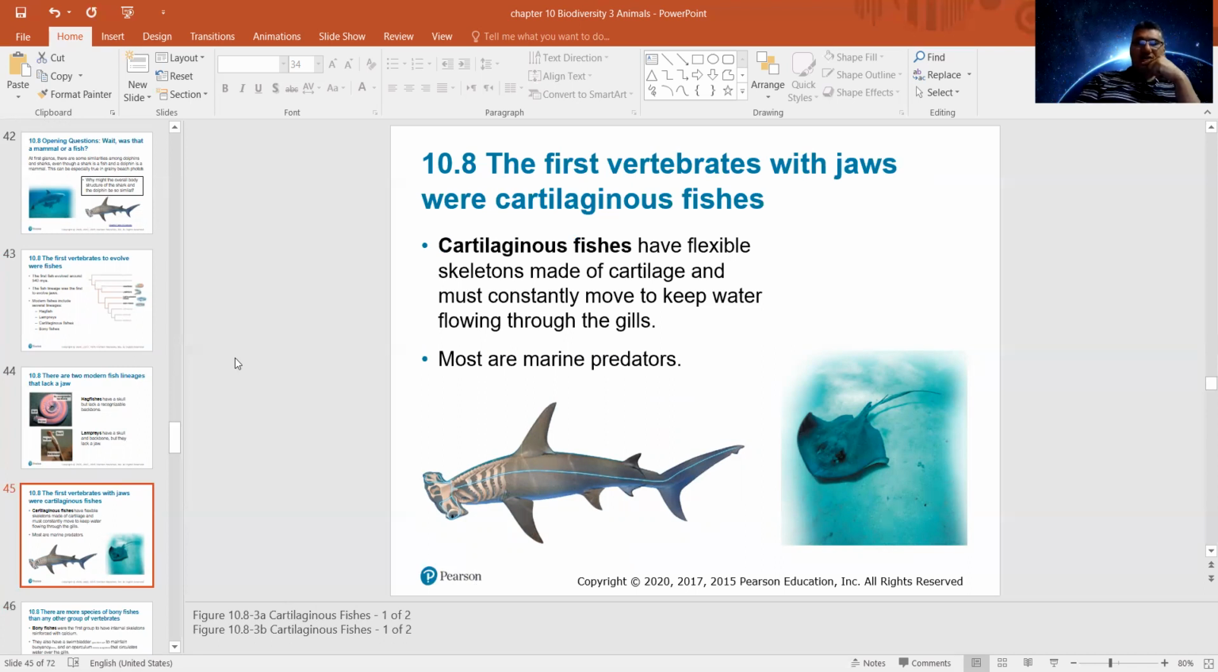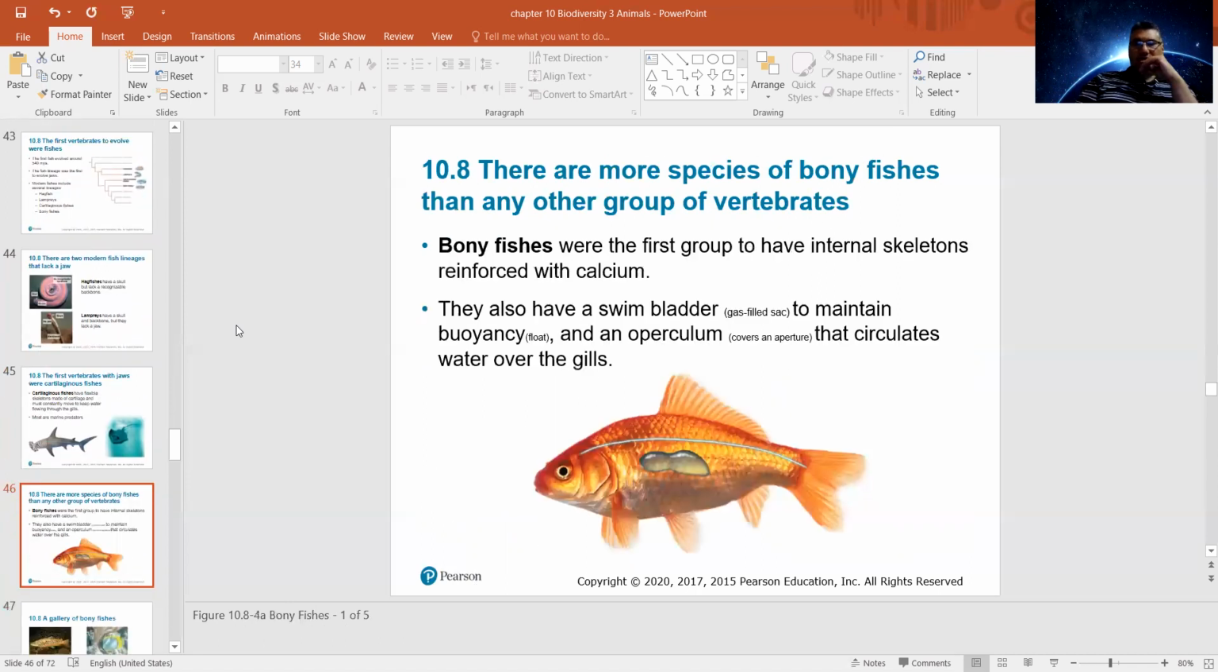So these cartilaginous fishes actually have cartilage, which is kind of flexible. They usually have gills, and the gills are another adaptation for breathing. They get the gases dissolved in the water. And most of them are marine predators, meaning they catch something in the water.